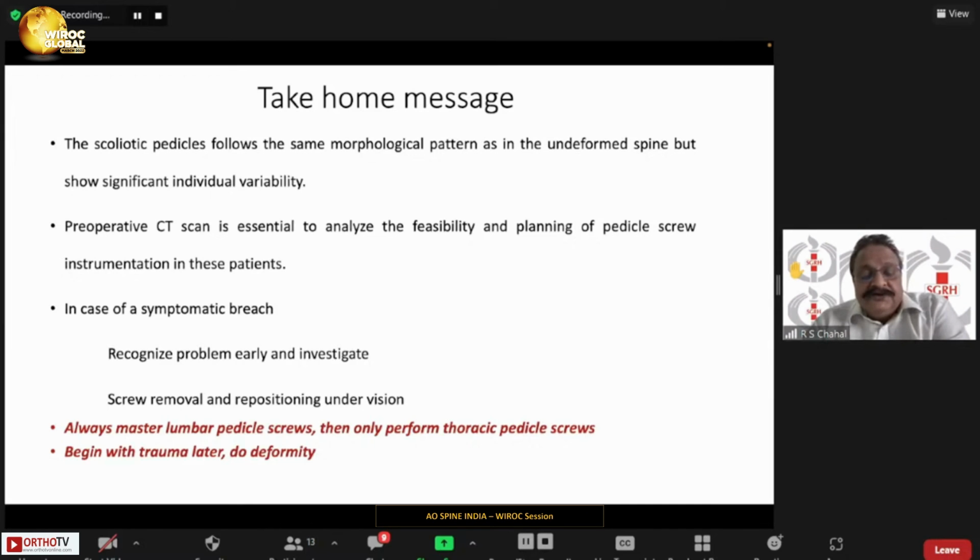Screw removal and repositioning always under vision. Always master lumbar pedicle screws, then perform thoracic pedicle screws. Begin with trauma and later do deformity.